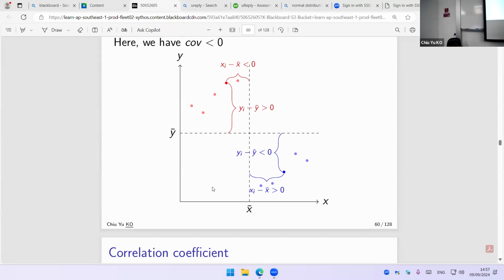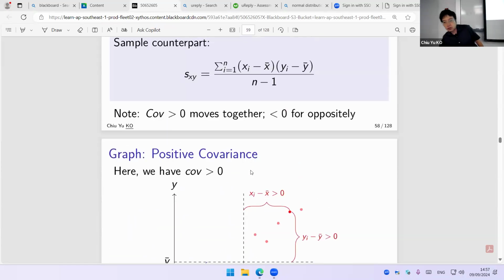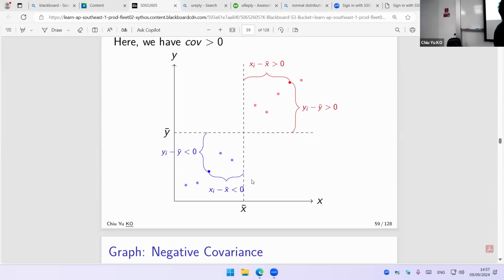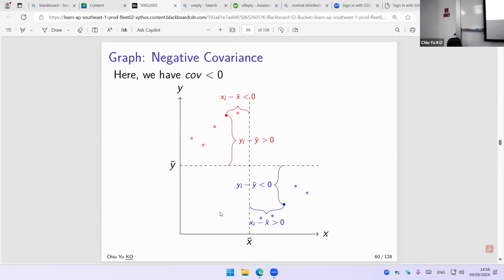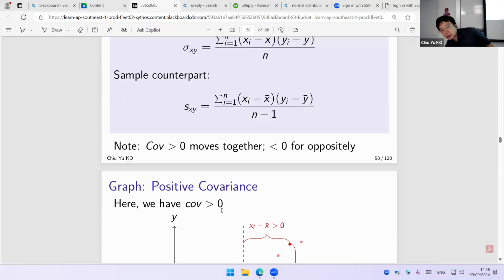So if it is positive, it means that most data are actually in these two areas, right? So that's why when x is above the mean, y is above the mean, or x below the mean, y below the mean, right? So they move in the same direction relative to the mean, right? If they move in the opposite direction, they are in this one, okay? So later you can tell, right? Probably can tell me, right?